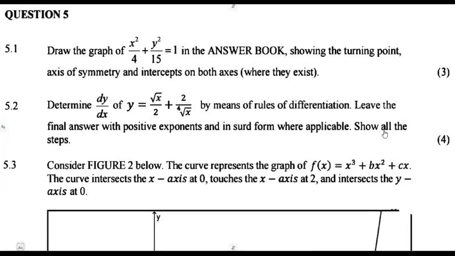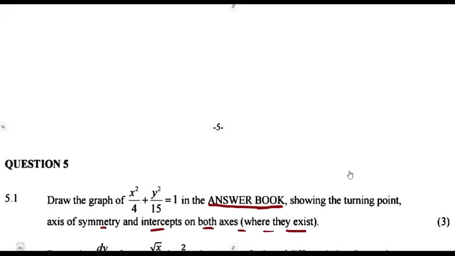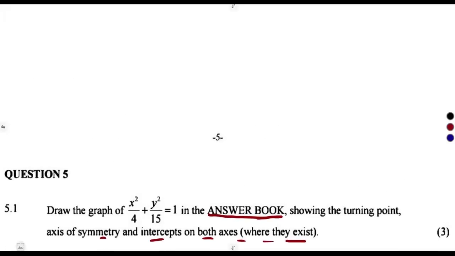Question number 5, we are given to draw this graph in the answer book. They are actually showing you, guys, very, very important, to say it must be done in the answer book. Showing the turning point, axis of symmetry, intercepts of both axes where they exist, if any of these exist. So what type of a graph are we having there? That is the first thing you need to ask yourself: what type of a graph is this one?